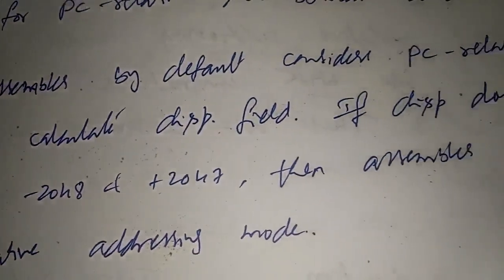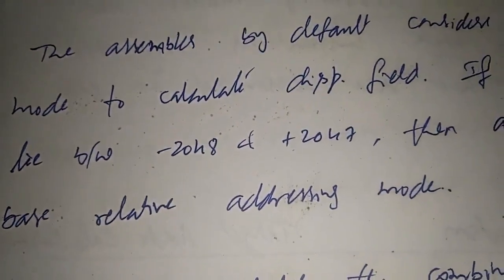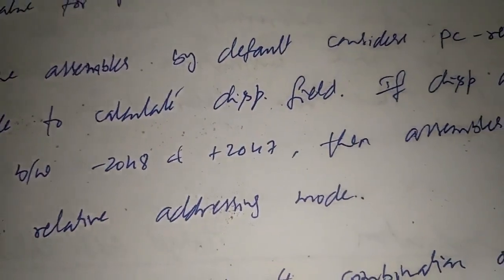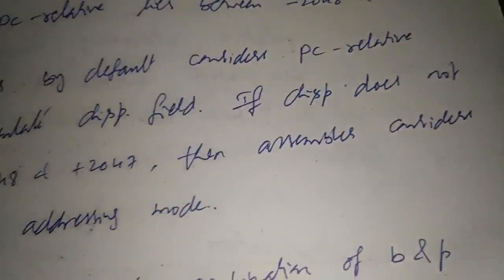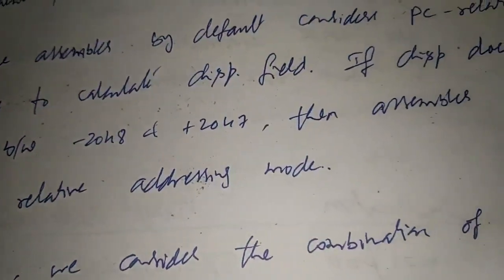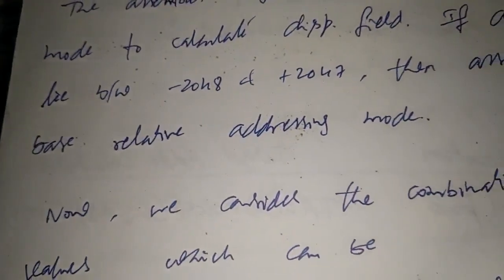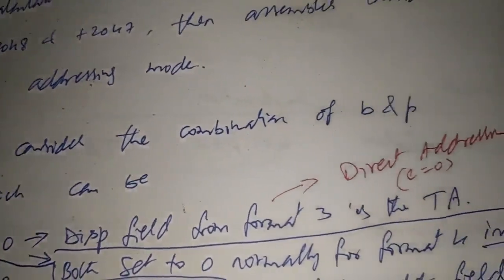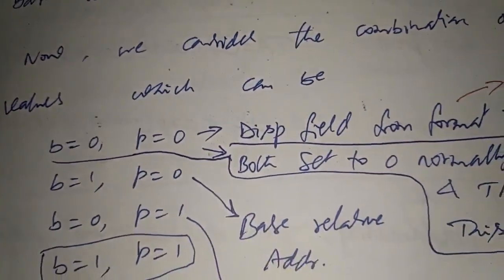The assembler by default considers PC relative addressing mode. So by default, it always tries with PC relative mode to calculate the displacement field. If disp, that is displacement, does not lie between minus 2048 and plus 2047, then the assembler considers base relative addressing mode.